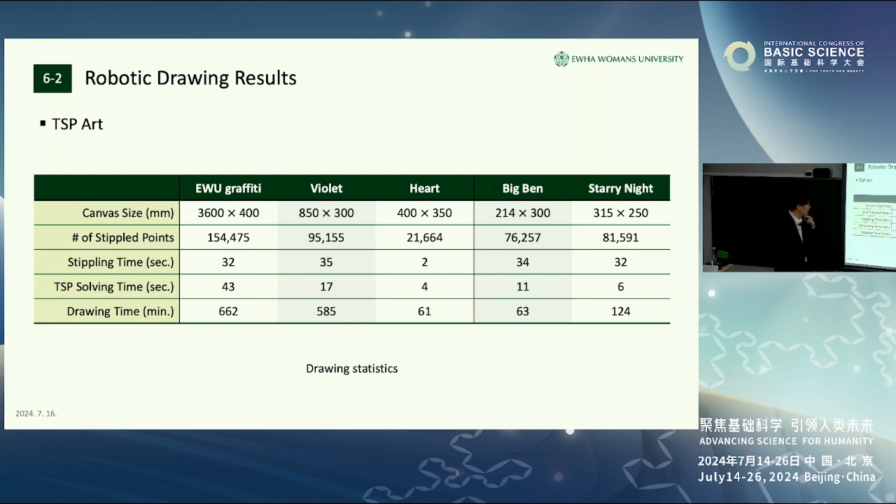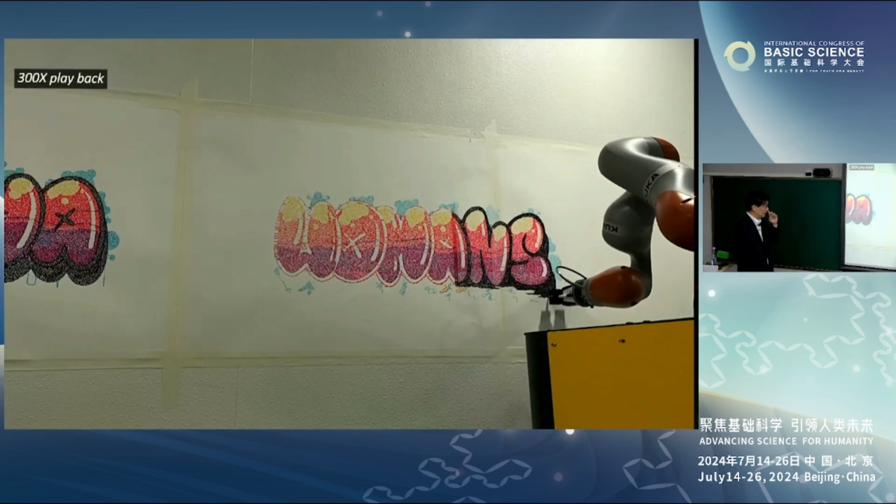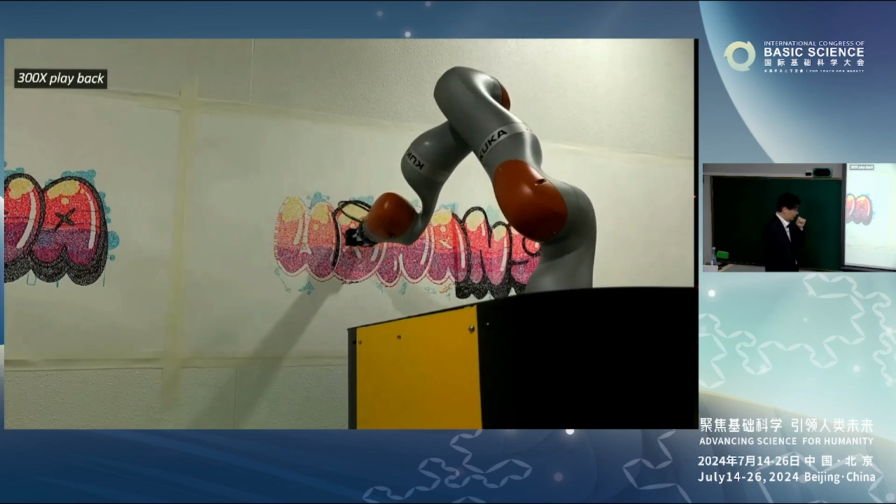If you see these data statistics, this computation of finding the stippling points or solving TSP is quite short compared to actual drawing. Drawing will take most of the time. So this is TSP drawing on a mobile platform.